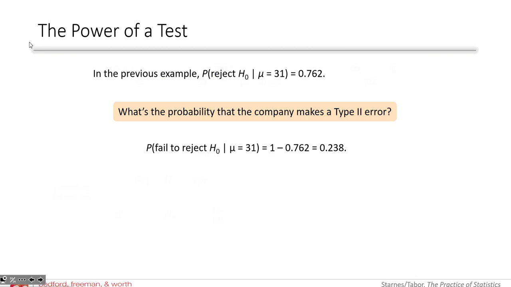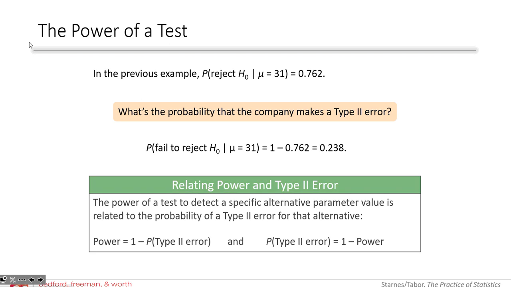So let's go back here. The probability then that the company would make a type 2 error when we assume that the population mean is actually 31 would be 1 minus the power of the test, or in other words, 23.8%. So in other words, if the power of the test for a population mean value of 31 hours is 76%, then with that same population mean value, 31 hours, the probability of a type 2 error would be 0.238.